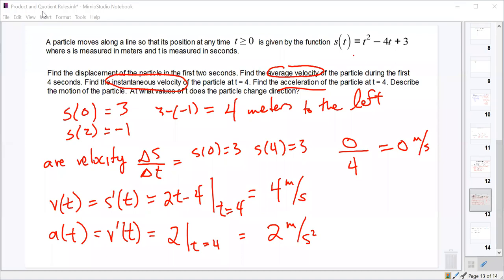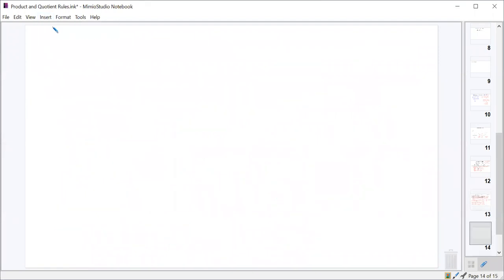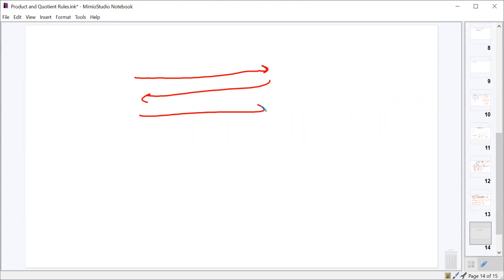I apologize. Let's figure out when the particle changes direction. So how do we figure out when the particle changes direction? Suppose it's going to the right, and then it comes back to the left. Or suppose it's going to the left and then comes back to the right. What has to happen in between there? Between going to the right and then going back to the left, what has to happen?